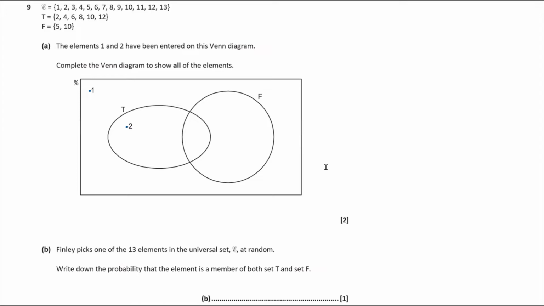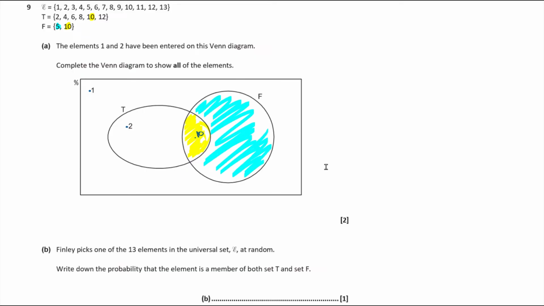Now I like to start in the middle of the Venn diagram and then think about what goes in there first. So what's in T and in F? If you have a look at what's in T and what's in F, you've just got one element there. You've got the 10. So that's going to go in this part here, isn't it? So I'm just going to draw the 10 in here. And then I've got this number that's in F but not in T. So that's going to be in this section here.